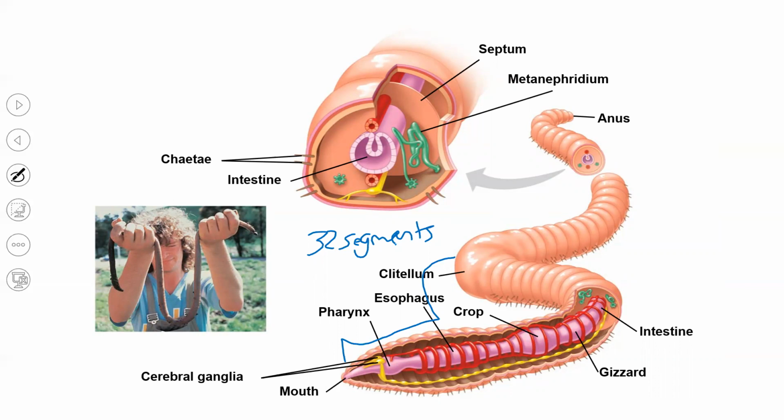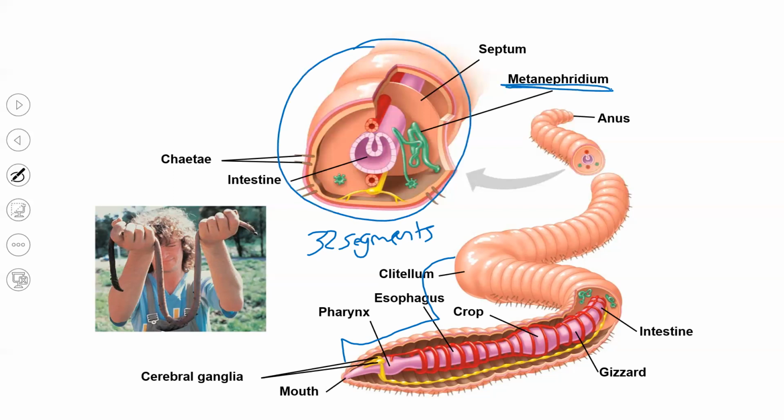And then every segment after the clitellum is identical. So up in this first 32 segments, there are some unique elements. But after that clitellum, every segment is exactly the same. And so it grows by just adding on more and more segments that are exactly the same. So in these segments, we'll look at the back segments first.